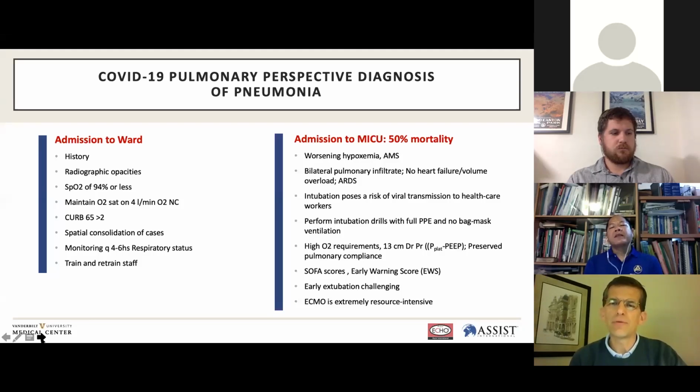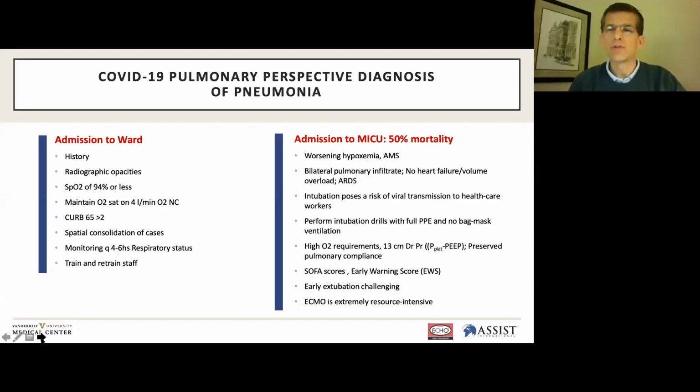Remember that intubation of patients at a high risk or with COVID represents a big risk for viral transmission to healthcare workers primarily. So measures that we can discuss need to be put in place for that. Performing intubation drills and being familiar with how to use the personal protective equipment is critical. We try to avoid bag mask ventilation. Everybody in the room is well protected. A minimum number of individuals are present during these invasive procedures, and we try to respect standards of care.